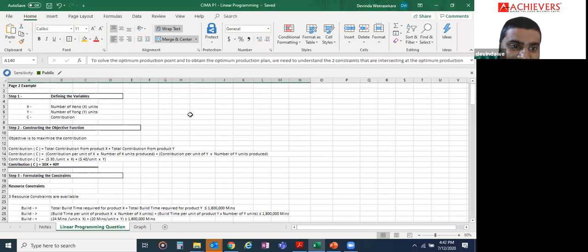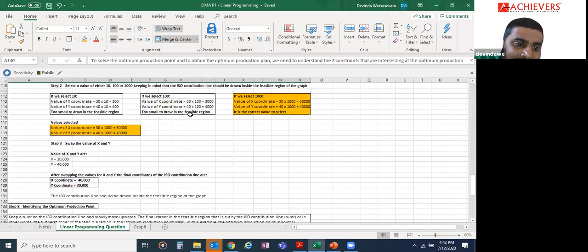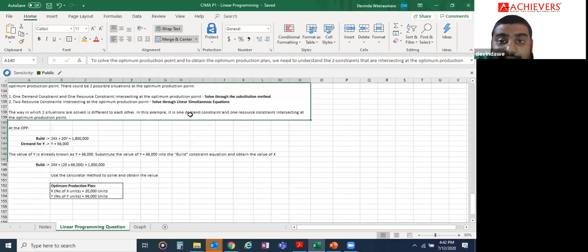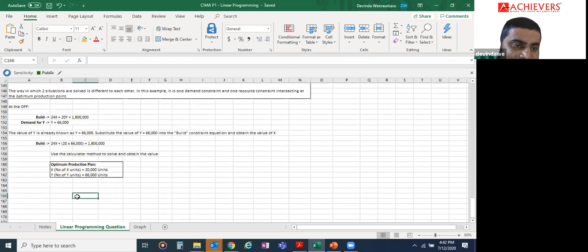Those days, where it was a paper-based exam, you had to do this entire calculation, right? Including drawing the graph, right? It usually came as a 20-mark question, but now the examiner will give you all the graph and you will be told to interpret. Okay.